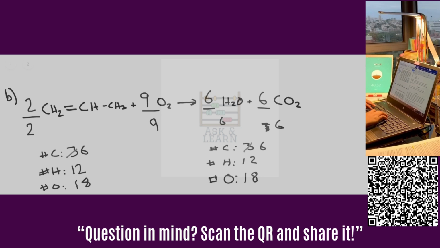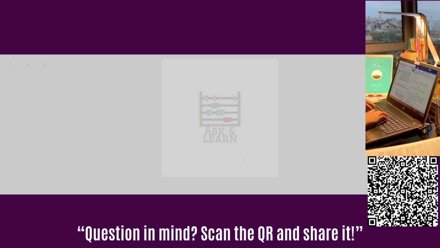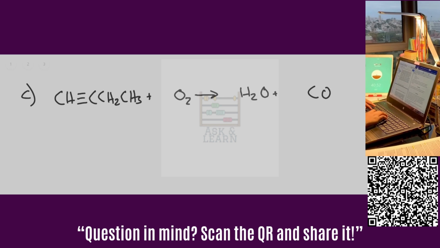So for part C, we have an alkyne. So we have CH triple bond C, CH2, CH3, plus O2, all phases are gas phase, gives H2O plus CO2.